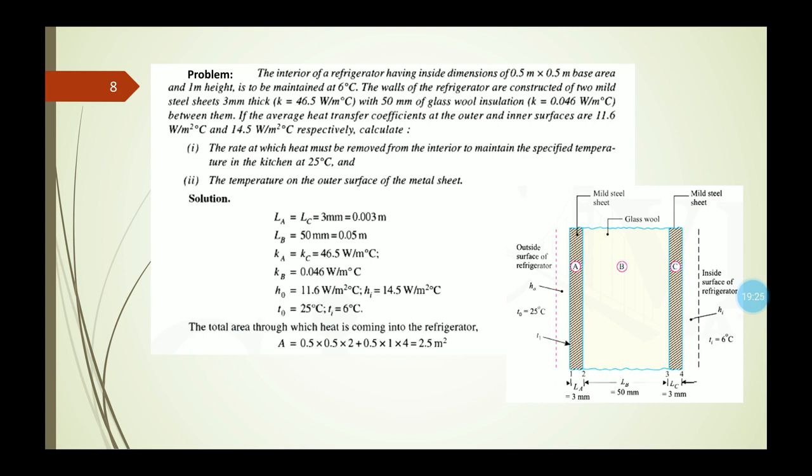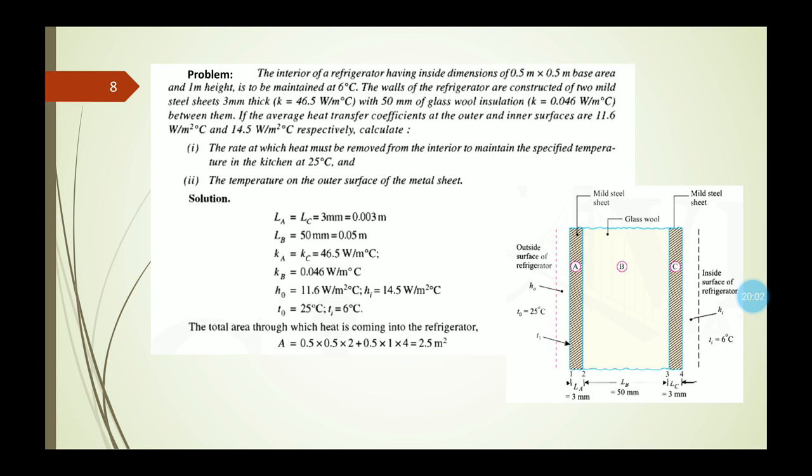If the average heat transfer coefficients at the outer and inner surfaces are 11.6 and 14.5 respectively, then you need to calculate the rate at which heat must be removed from the interior to maintain the specified temperature in the kitchen at 25 degrees centigrade, and the temperature on the outer surface of the metal sheet. So this is also a similar kind of numerical that we have discussed just now. So first we need to write what things are given.